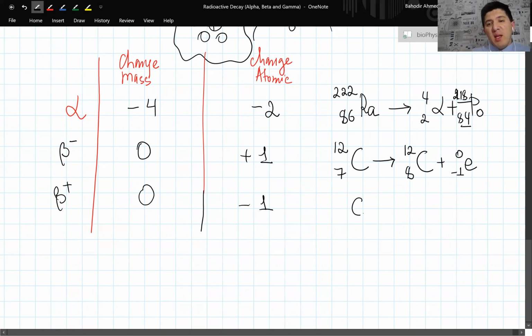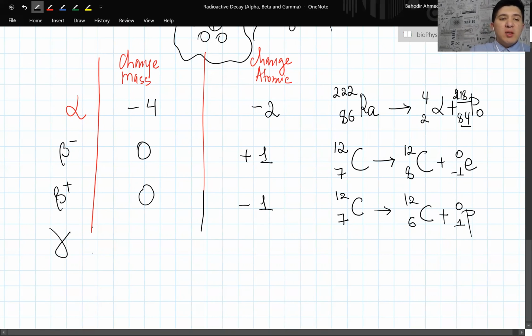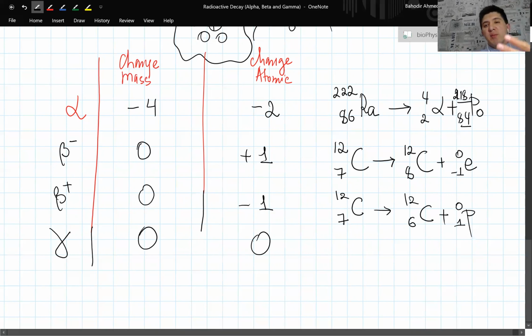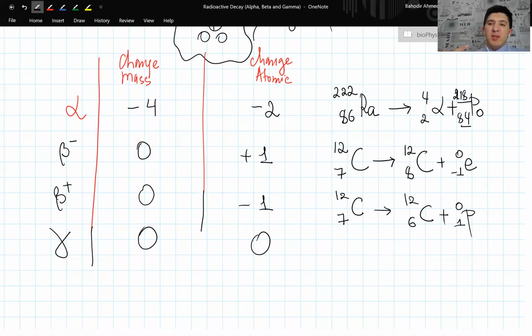So the beta plus happens when some of the protons become a neutron. For example, if the element is 7 and 12, it becomes the element 6 and 12, plus the positron with the positive charge and 0 mass. So in this case, the atomic number decreases by 1. And there is a gamma radiation when there is no change in the mass and no change in the atomic number. So far, we've learned about the 4 different types of radiation: the alpha, beta negative, beta positive, and gamma radiation.